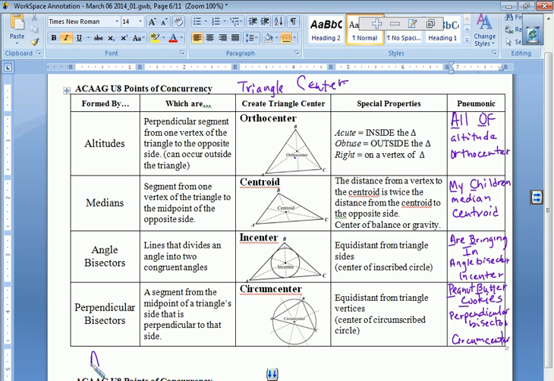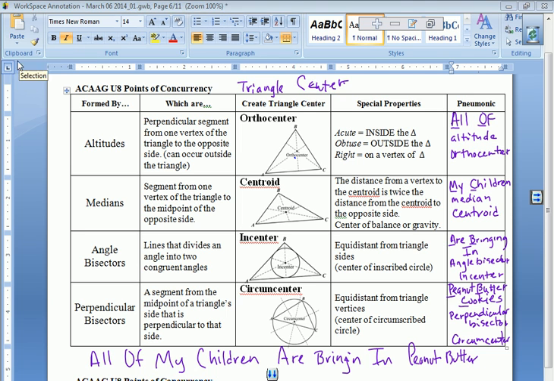So it goes like this. All of my children are bringing in peanut butter. Uh-oh, I ran out of space. Cookies.